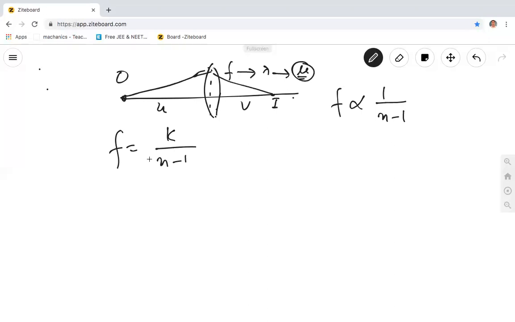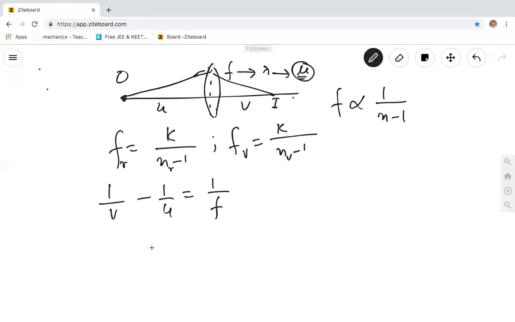If I write focal length for red here, I should write r here. Focal length for red color should be equal to k by n r minus 1, where n r is the refractive index for red color. Focal length for violet color is k divided by n v minus 1, refractive index for violet. Now, should I use the formula 1 by v minus 1 by u is equal to 1 by f, right? That is the lens formula.